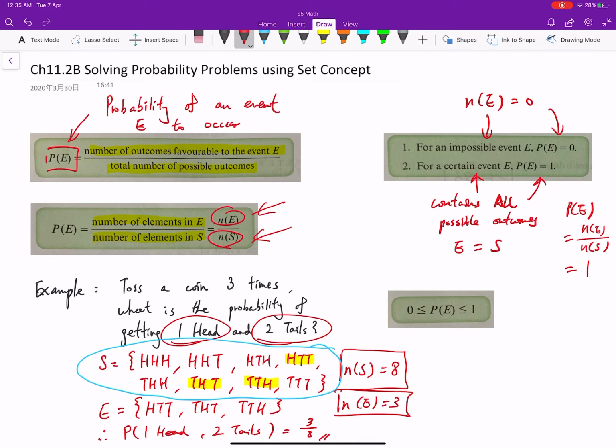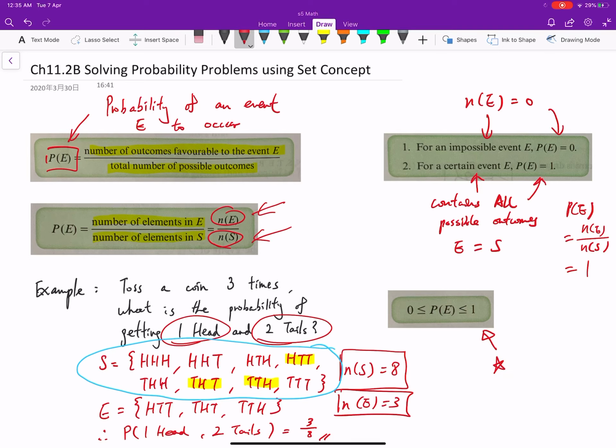Okay, so you can imagine these two are extreme cases, right? Impossible event and certain event are extreme cases, and the others must be between them. Here I don't give you a very difficult or complicated proof. So finally, all probabilities must be between 0 and 1.